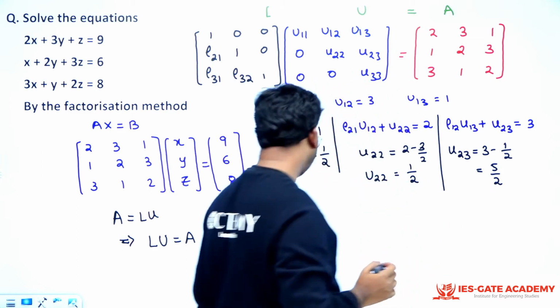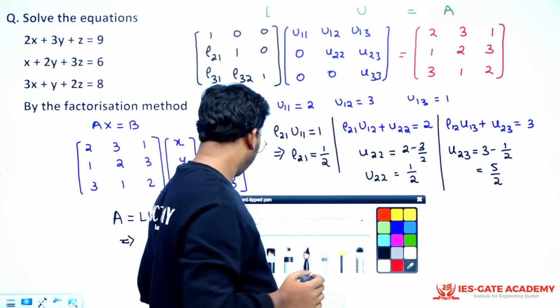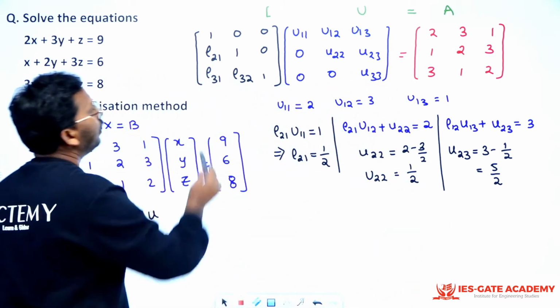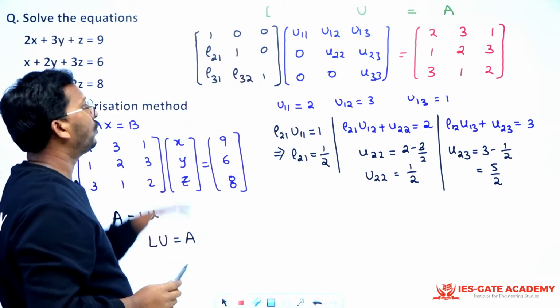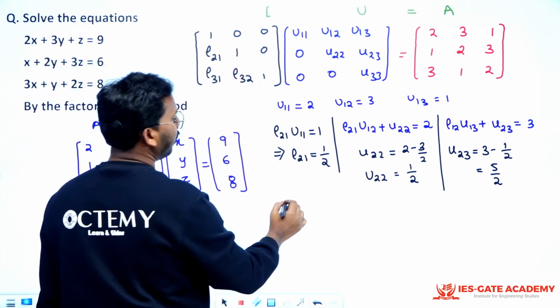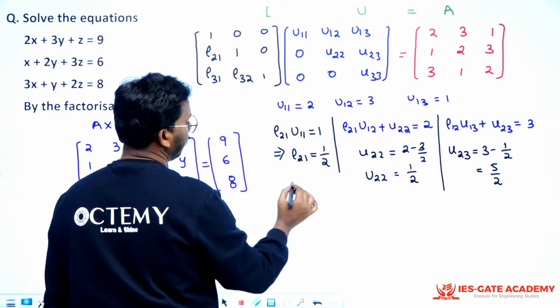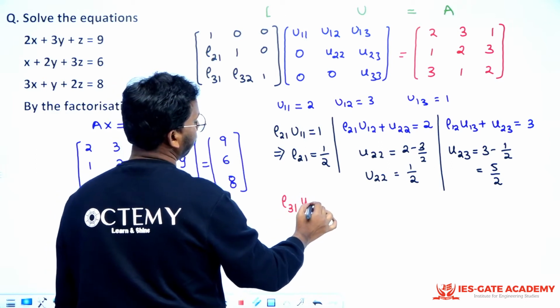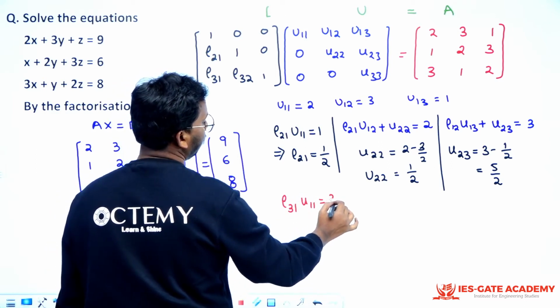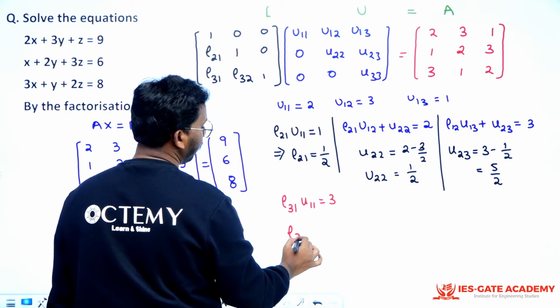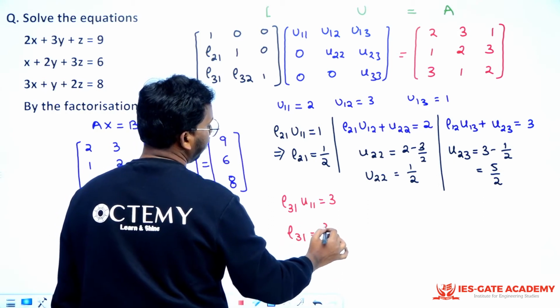Very good. Next, let us do the other row, the last one. L31 into U11 is equal to 3, so from here your L31 will be equal to 3 by 2.